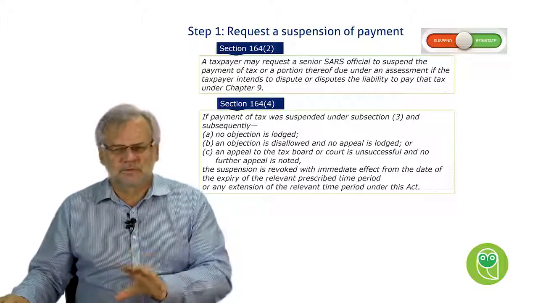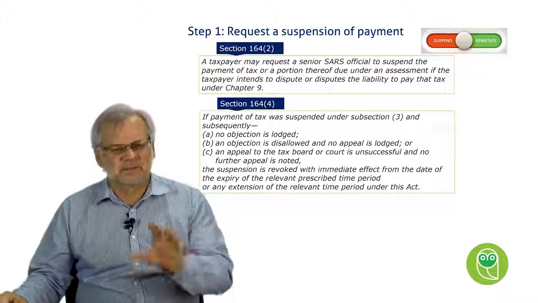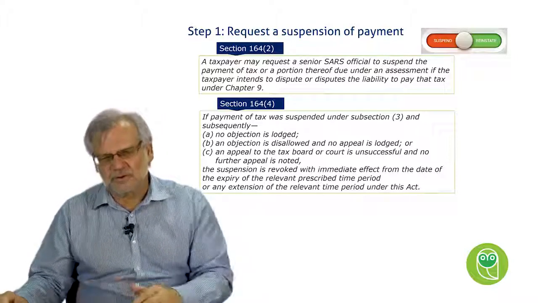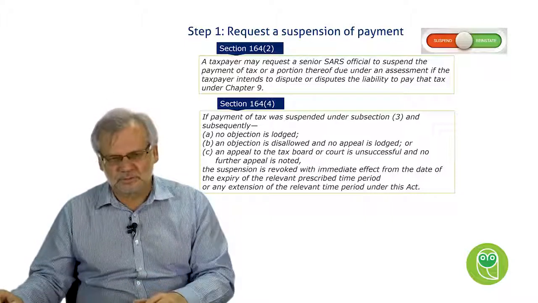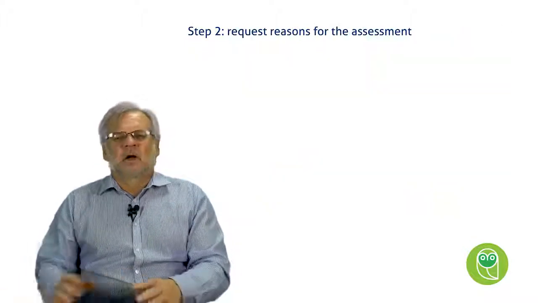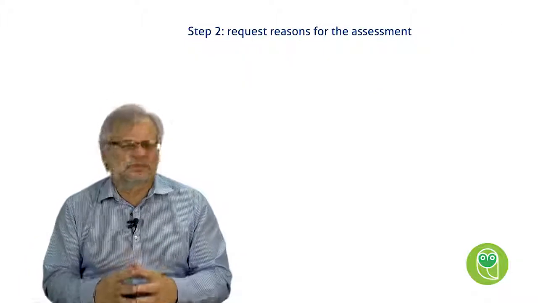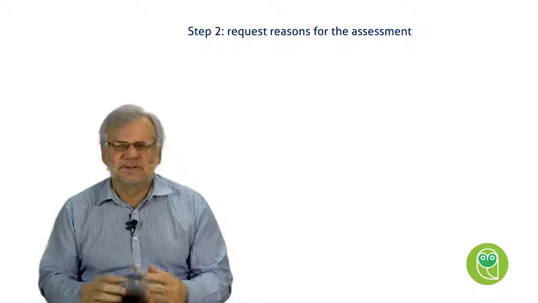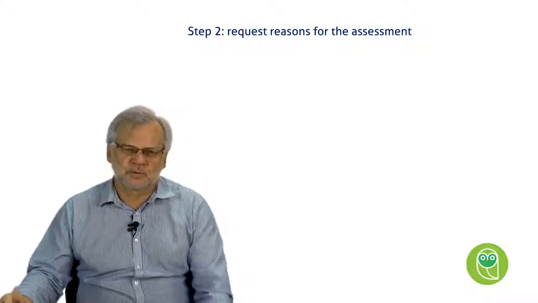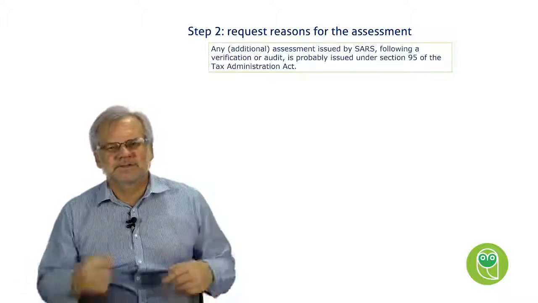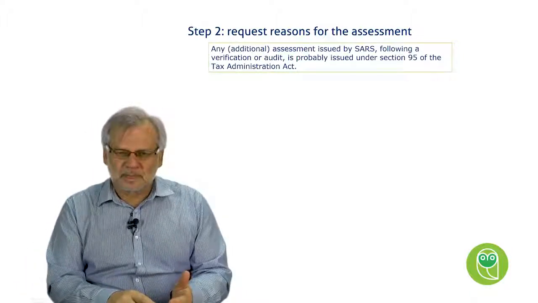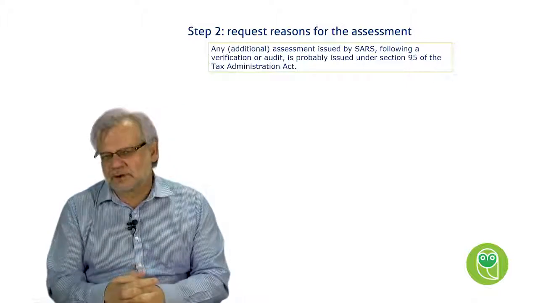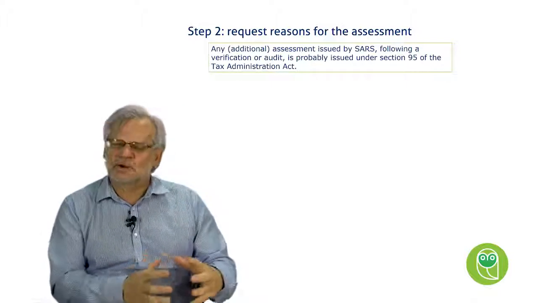And it's not the forum to discuss that, but section 164 and as it follows on is quite clear in how this process works and what is required to do that. Now, I said that in all objections, I request reasons for the assessment first before I go any further. So any additional assessment issued by SARS following a verification or audit is probably issued under section 95 of the Tax Administration Act. In part 1, I dealt with that.